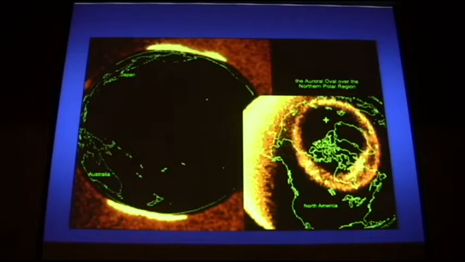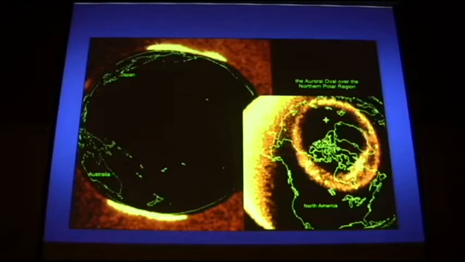Now, the ring is not exactly centered on the North Pole. I've marked the North Pole here with a little cross, and you can see that the center of that ring is more like here rather than the North Pole. So the aurora doesn't really care about the North Pole that much, although it is at high latitudes.